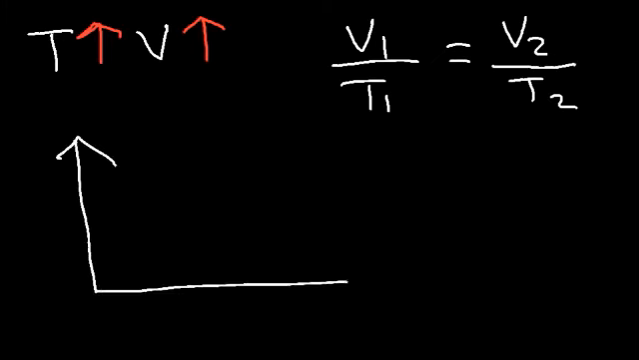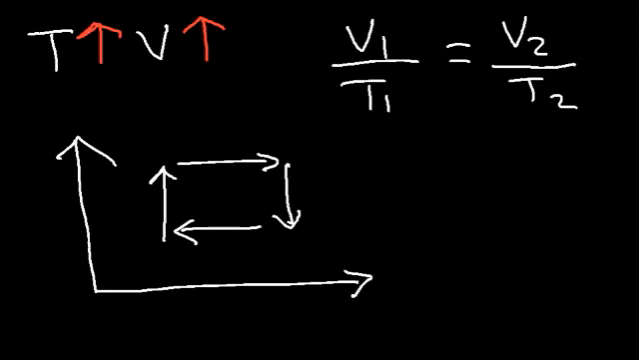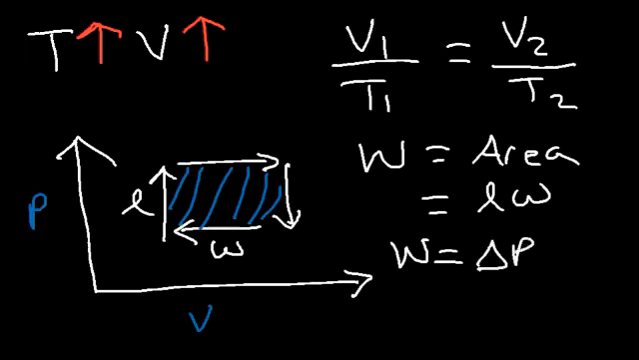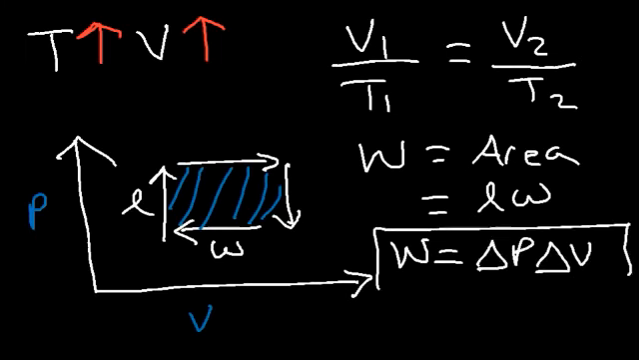Now let's say you have a cyclic process, which looks like this. As we mentioned before, the work performed by the gas is equal to the area of the shaded region. And since we have a shape of a rectangle, the area is basically the length times the width. The length is the change in pressure, the width is the change in volume. So in this instance, the work is equal to the change in pressure times the change in volume. So that's a combination of an isobaric and an isochoric process.